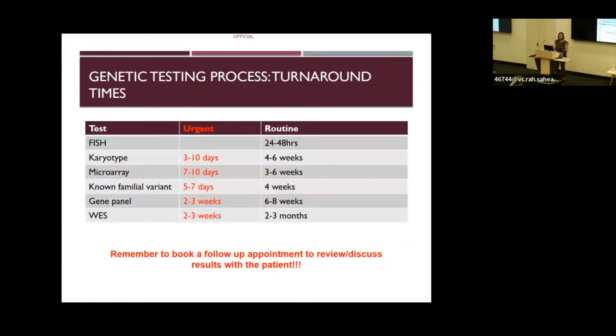Now with our turnaround times for genetic testing, don't call us up and say we need this by tomorrow. Can't happen. The only one we can do that for is FISH. Everything else is days to weeks to months. Even if it's urgent, days to weeks, because of the wet work process and the amount of work involved with variant curation. Because of the long lead time between testing and the results, it's always important to remember to book that follow-up appointment with your patient to review the results and then to discuss them.